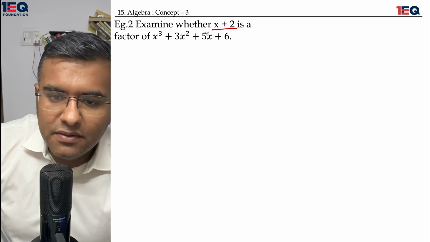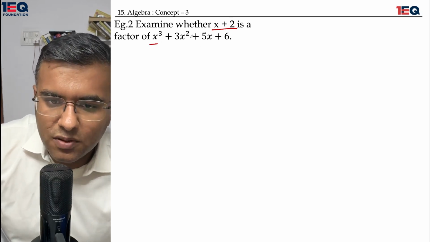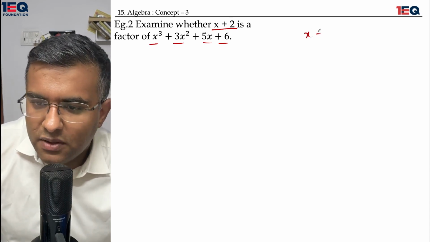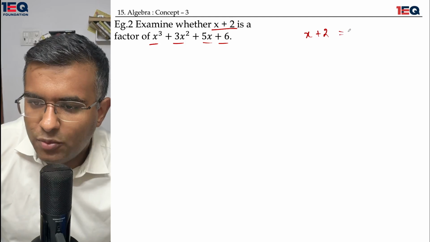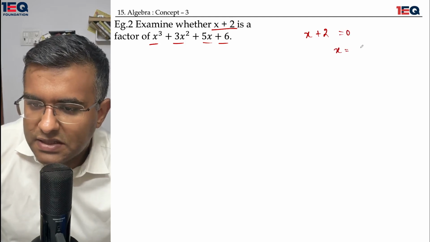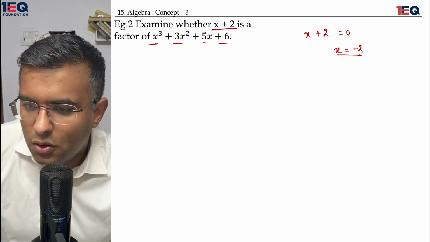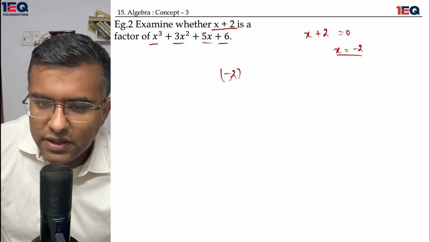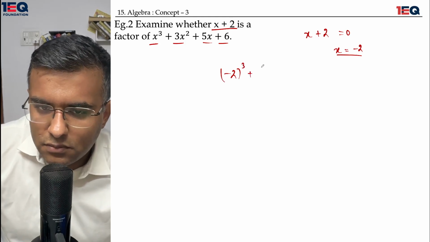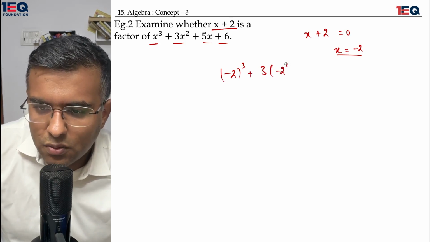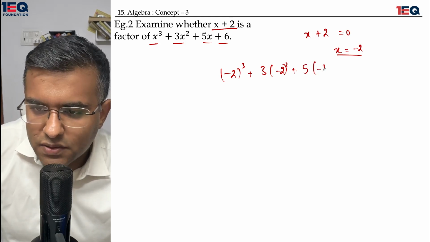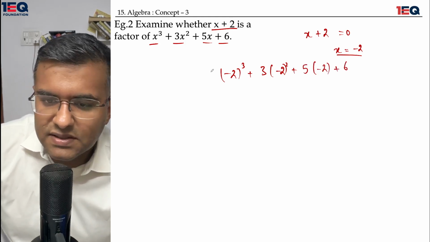Now, examine whether x plus 2 is a factor of x cube plus 3x square plus 5x plus 6. So I'll first find the zero for x plus 2. I'll put it equal to 0. The value of x comes down to be minus 2. This minus 2, I'll quickly put it back here. Minus 2 raised to the power 3 plus 3 times minus 2 raised to the power 2 plus 5 times minus 2 plus 6.